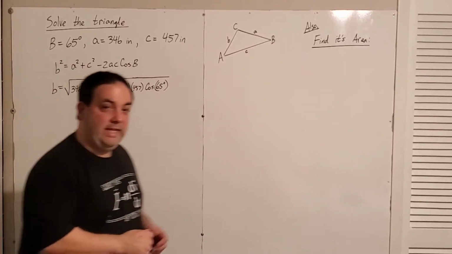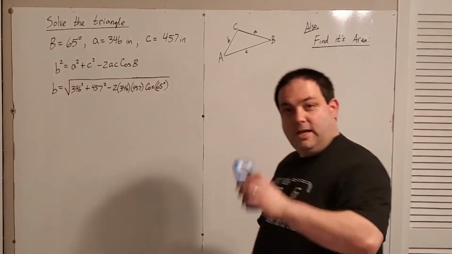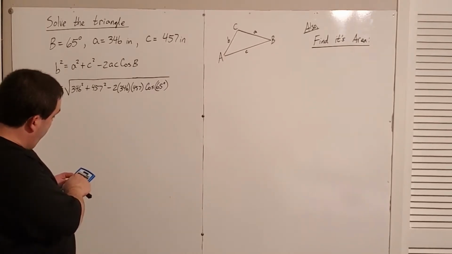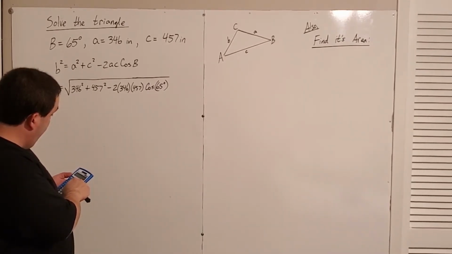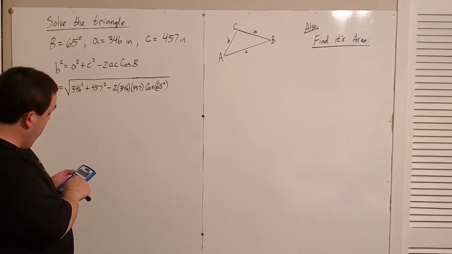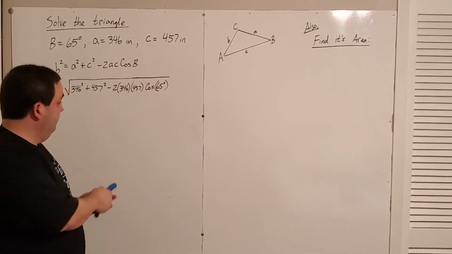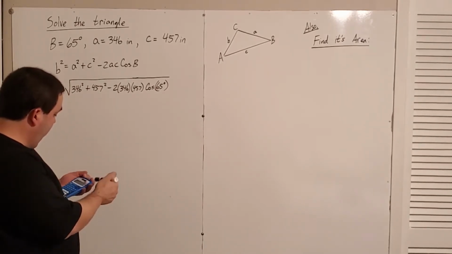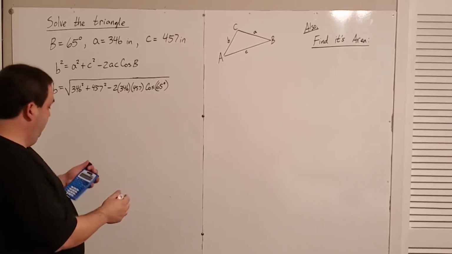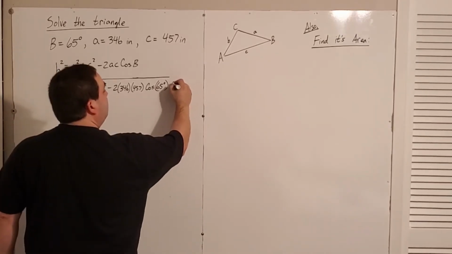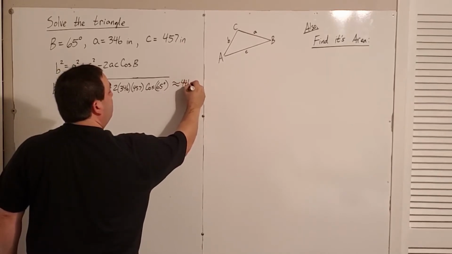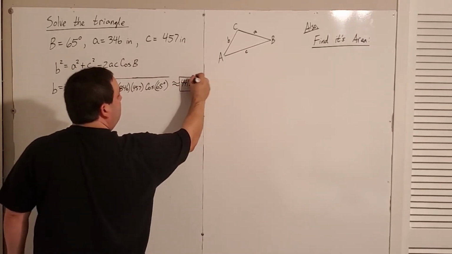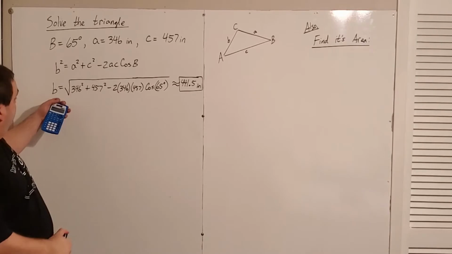So I'll punch all of this into my handy dandy time saver. Squared, 2 times 346 times 457 cosine 65. Make sure you're in degree mode, right? Square root. And I'm getting 441, basically 0.5. So approximately 441.5, and it's measured in inches, right? So inches. All right, so we found little b.